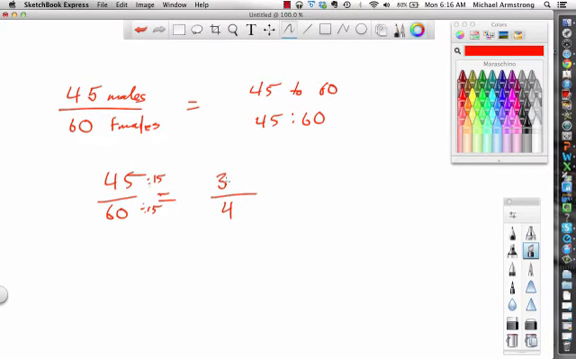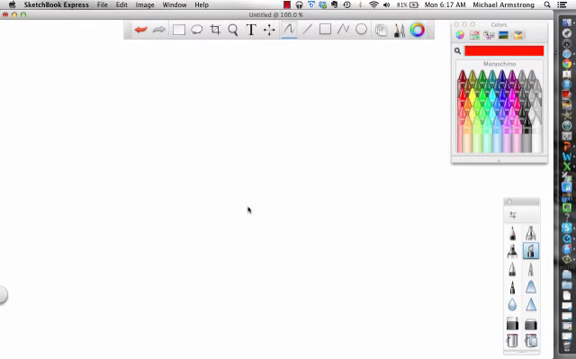So we could say for every 3 males, there are 4 females. That'd be another way to say that. The ratio of males to females is 3 to 4. Now this is not 3 out of 4, this is 3 to 4. So this is 3 males and 4 females. Just think about that for a minute.